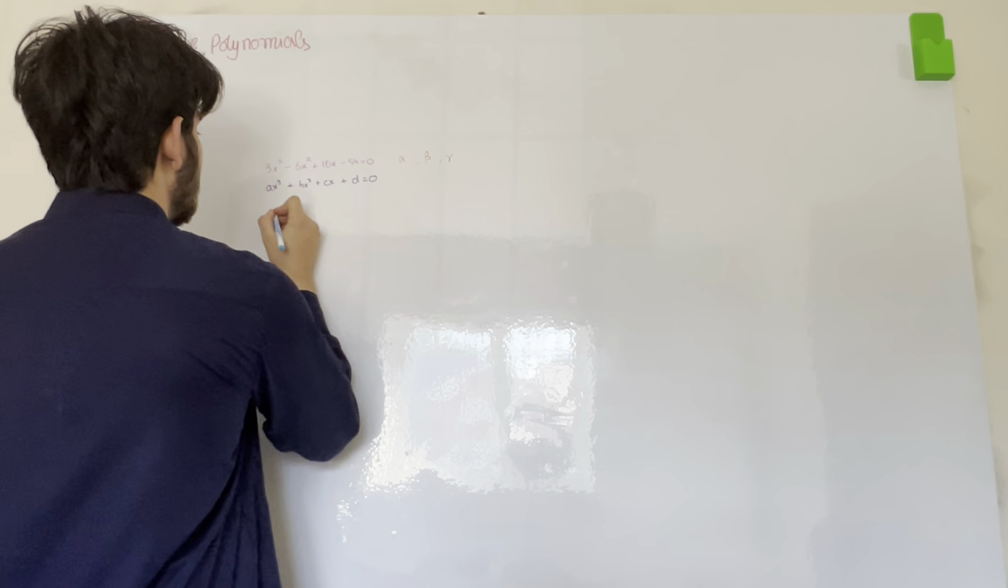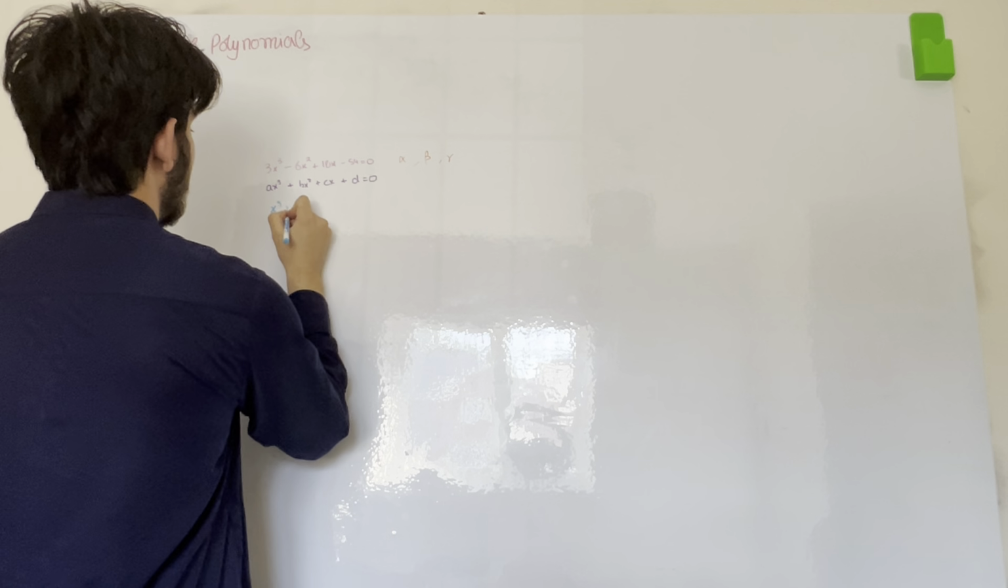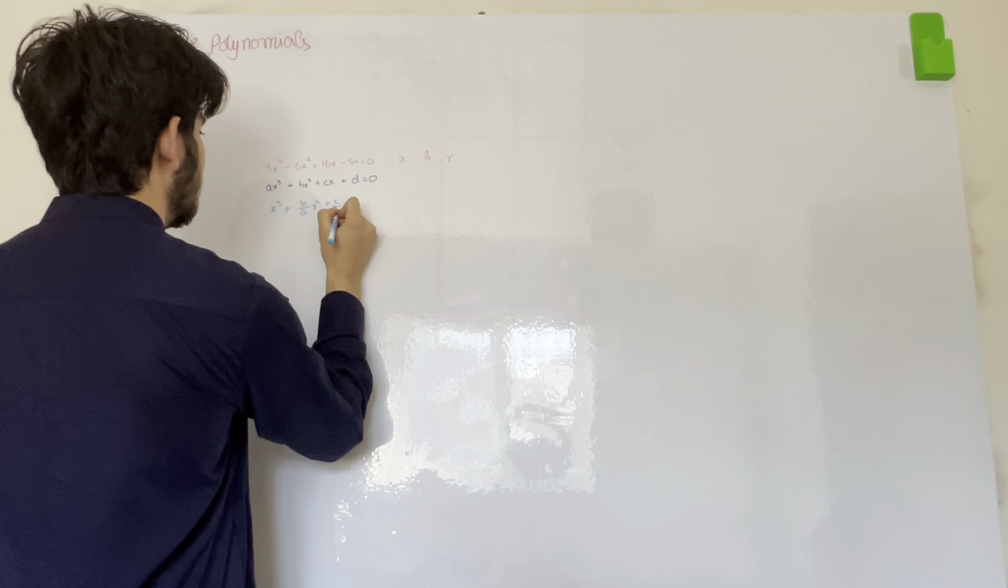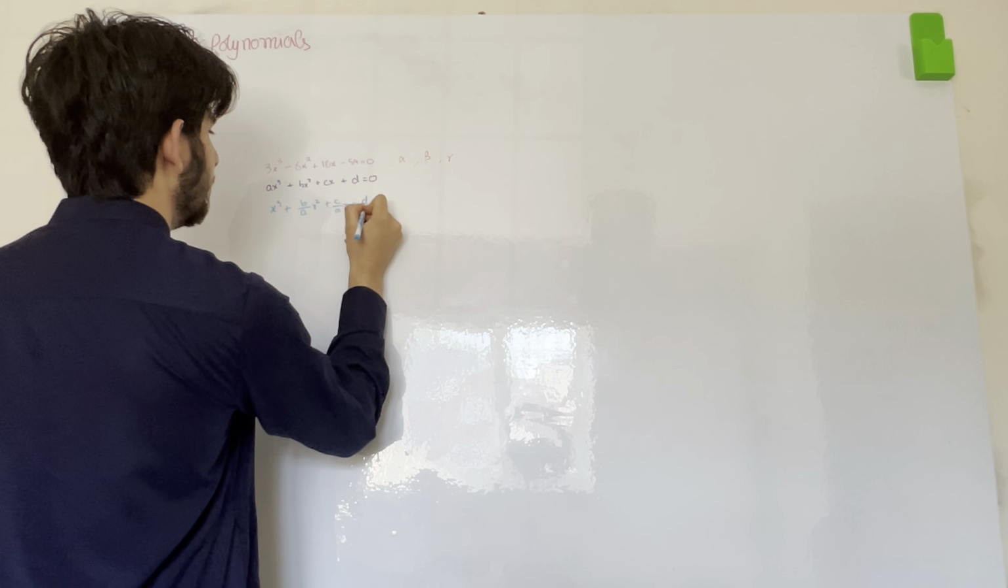So if I were to make it a little bit more obvious, just divide everything by a already. So x cubed plus b over a x squared plus c over a x plus d over a equals 0.